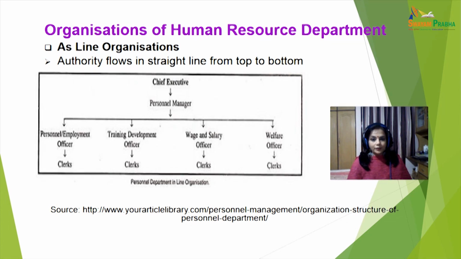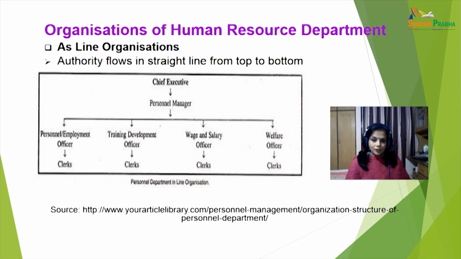First of all, we will take up the simplest HR department organization structure, and that is the line organization. Like in case of management, in a line organization, strict line of authority flows from top to bottom. If we see this diagram, in HR department also, there can be a line structure. That means strict line of authority flowing from top to bottom.